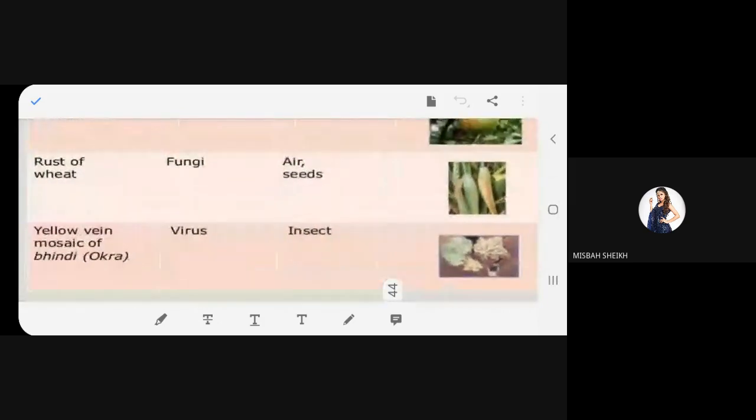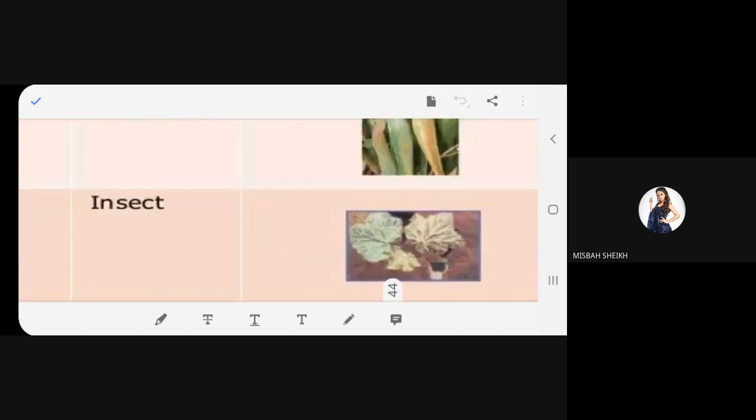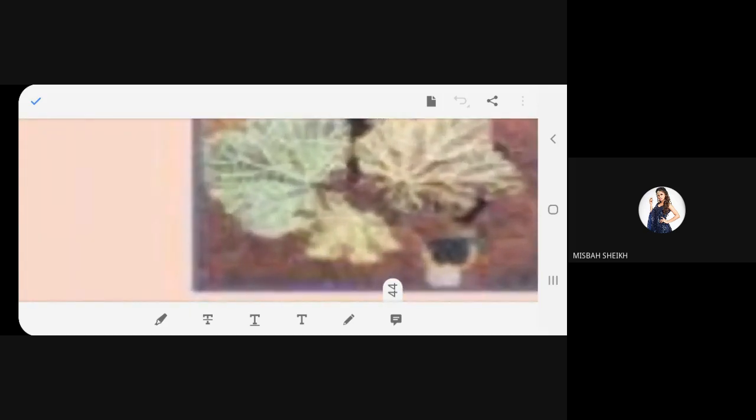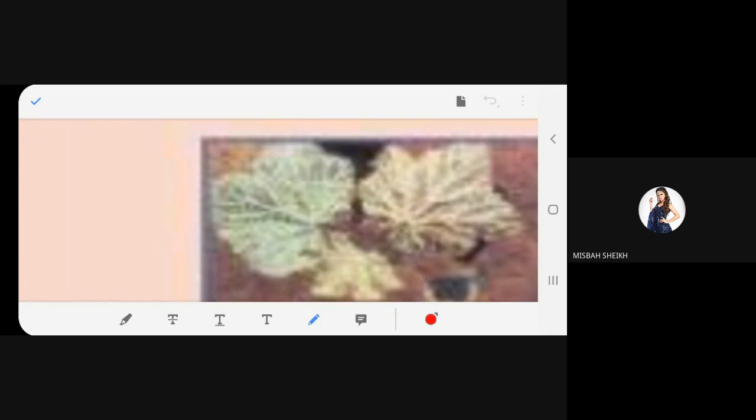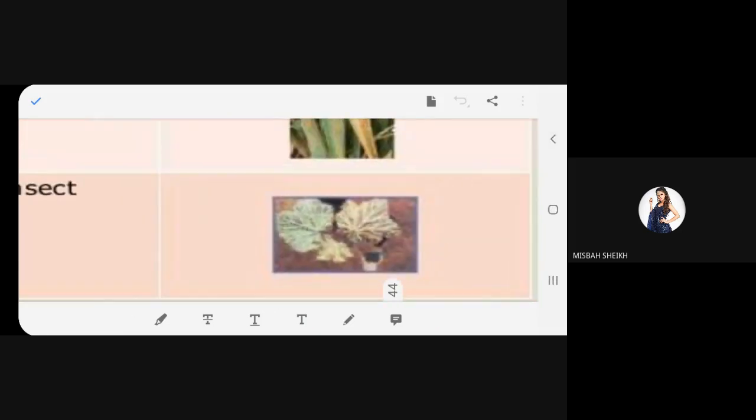Now we come to yellow vein mosaic of bhindi, that is called okra. So what is the other name of bhindi, beta? It is okra, lady's finger. Bhindi is also called lady's finger, isn't it? The other name is okra. You should know that. It's caused by virus. And who is the carrier, beta? Insect. This is how it looks like. Can you see this? Yes. Yellow veins. So this is a disease caused by virus.